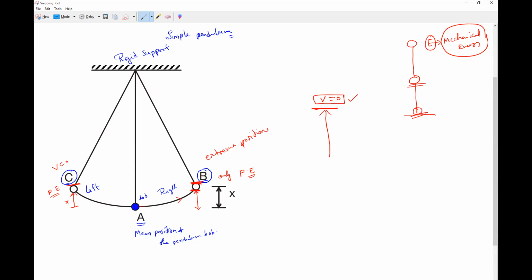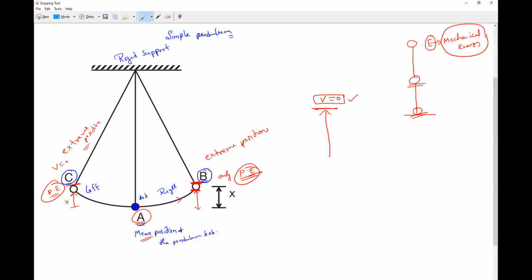Extreme positions. A is called the mean position and B is called the extreme position. At the extreme positions, the velocity of the bob becomes zero, so at this point it has only potential energy, and at this point also it has only potential energy.